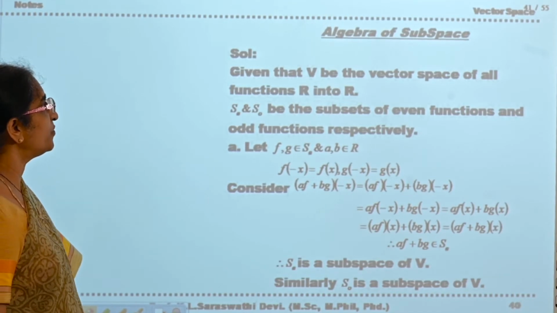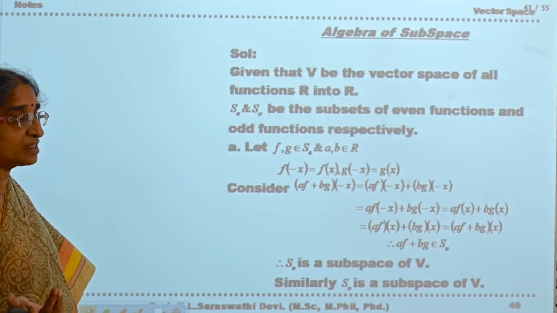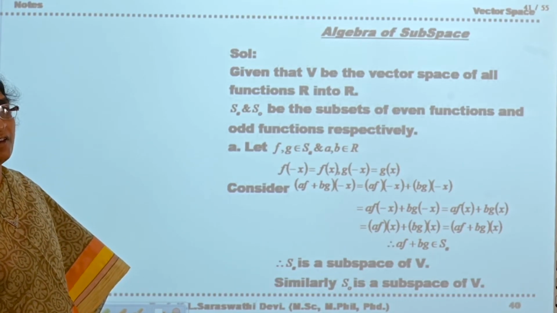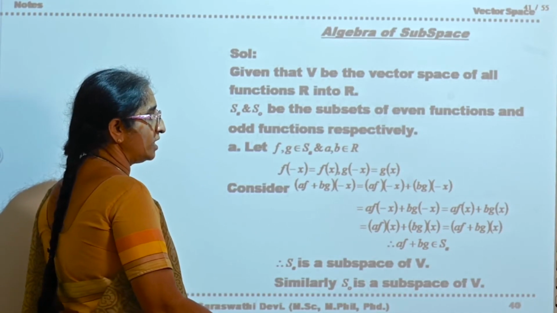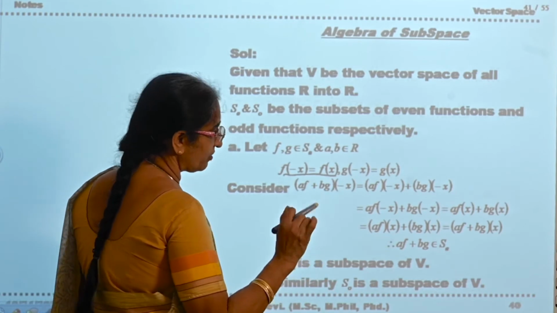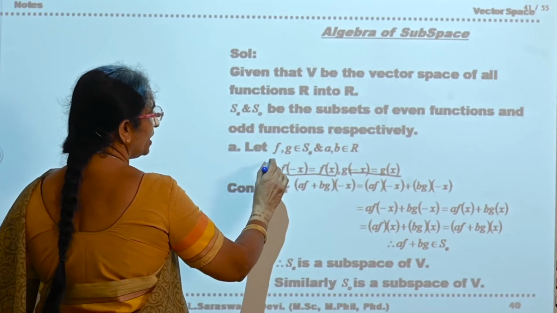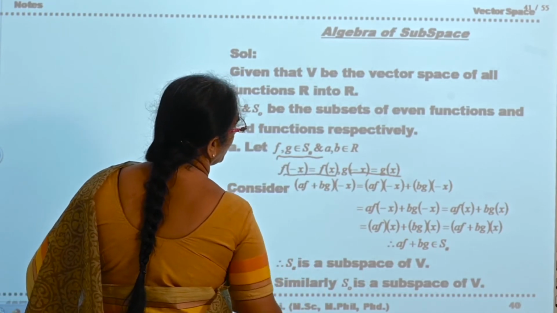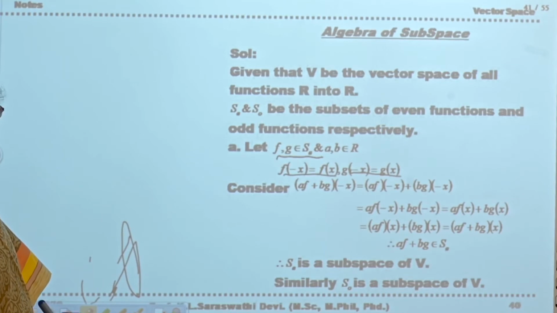Now what is given? V is the vector space of all functions. S_E is the set of even functions. Even functions are defined as: if f is an even function, then f of minus x is equal to f of x, and g of minus x is equal to g of x. You have taken f and g in S_E. Even function definition is, for every x, f of minus x is equal to f of x.